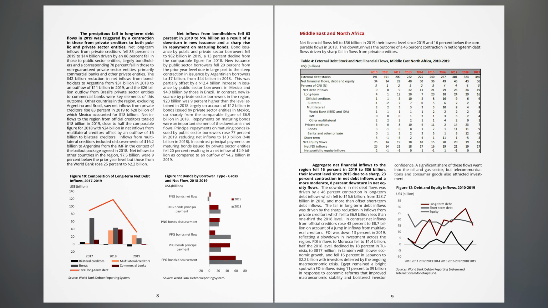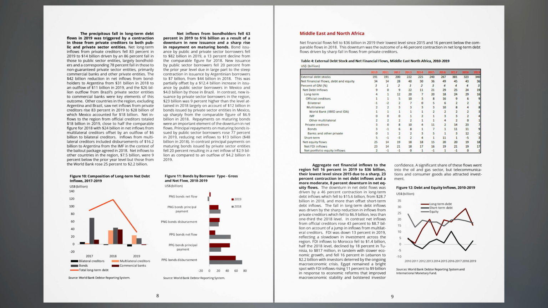Net inflows to the region from official creditors totaled $18 billion in 2019, close to half the comparable figure for 2018, with $24 billion in net inflows from multilateral creditors offset by an outflow of $6 billion to bilateral creditors. Inflows from multilateral creditors included disbursements of $16.2 billion to Argentina from the IMF in the context of the bailout package agreed in 2018. Net inflows to other countries in the region, $7.5 billion, were 9% below the prior year level, but those from the World Bank rose 25% to $2.2 billion. Figure 10. Composition of long-term net debt inflows, 2017 to 2019.